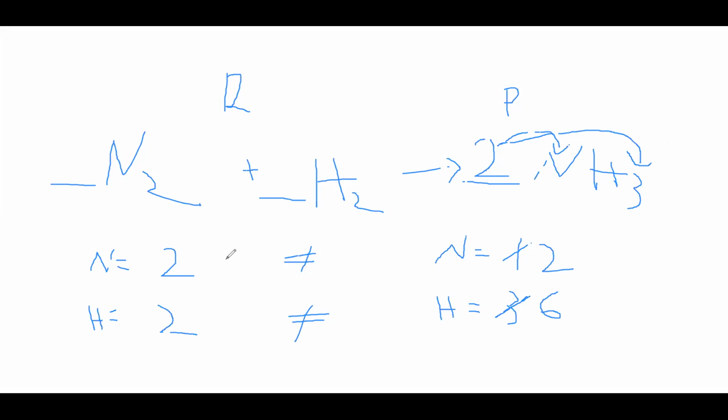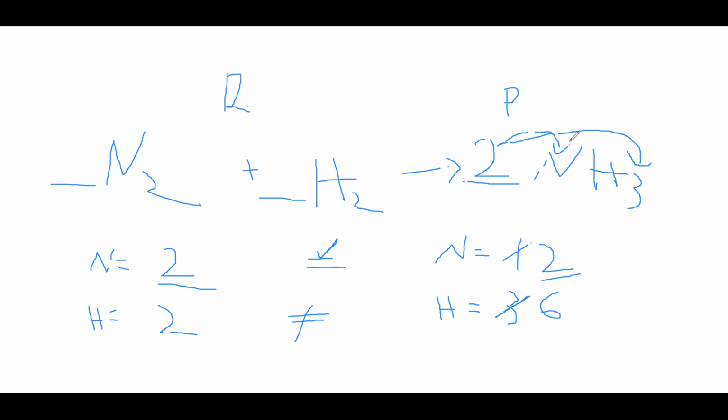So now let's check. Our N's are balanced now. That's a good sign that we might be on the right track. So we have 2 N's in the reactants and 2 N's in the products. That's nice and equal. But our reactants are still unbalanced. That did not solve our H problem. We still have 2 H's in the reactants and 6 in the products.